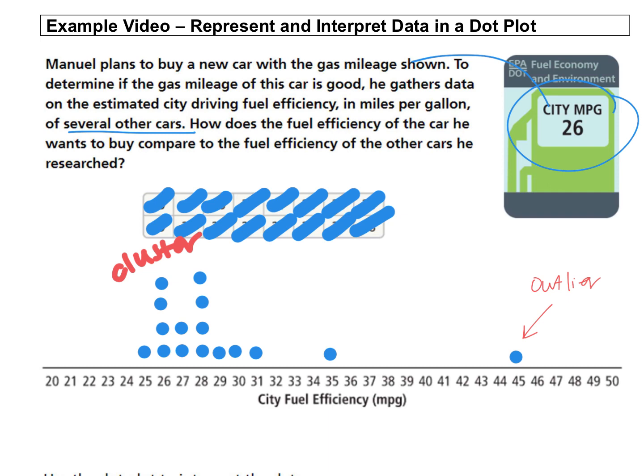So let's interpret the data. The dot plot shows that most of the values are clustered between 25 and 28, right here. So the car Manuel plans to buy has about the same city fuel efficiency as comparable cars. So what he plans to buy is 26 miles per gallon. He wanted to know, how does it compare with the other cars he researched, and we would say it's about the same.